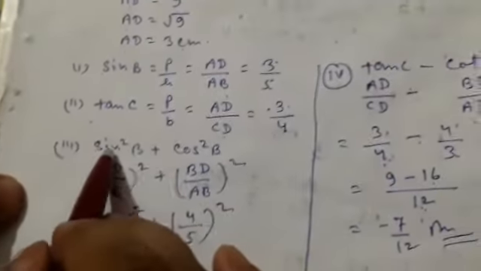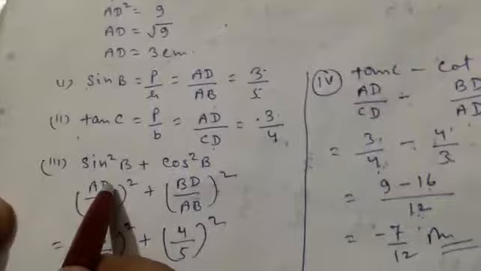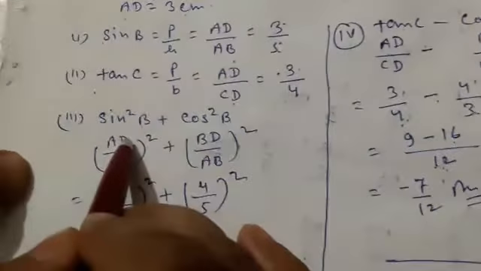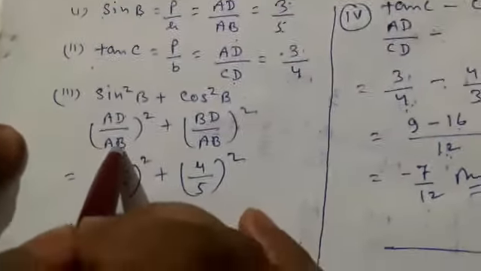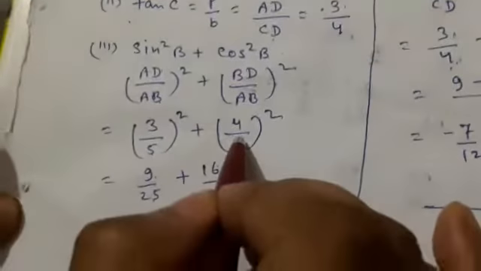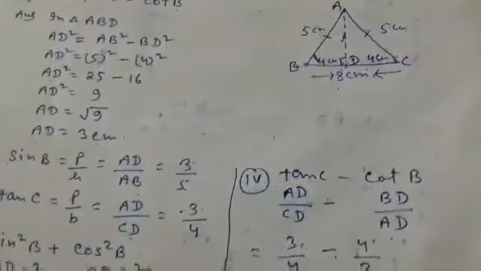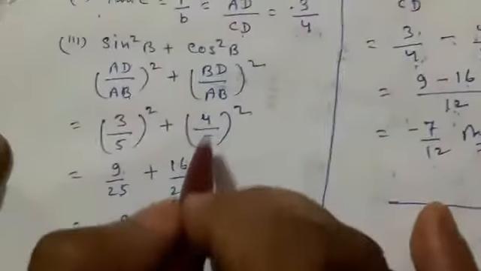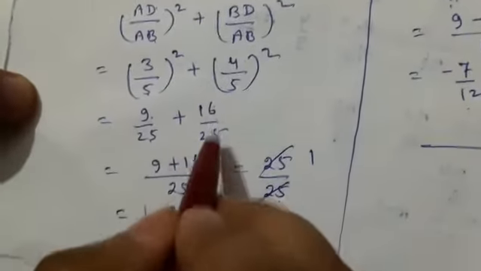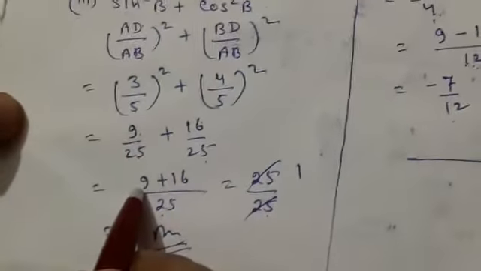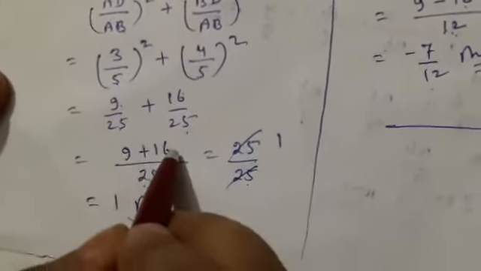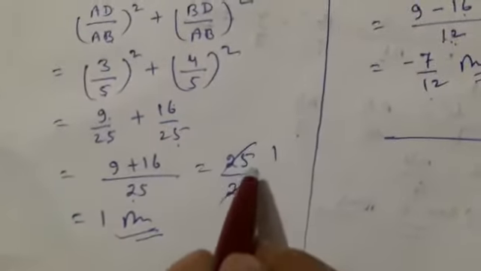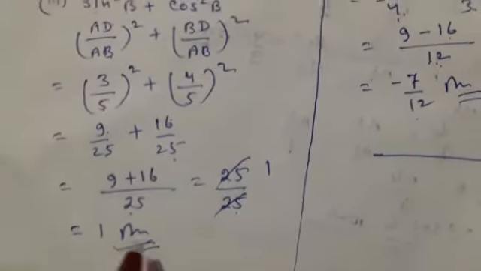Now third part, sin square B plus cos square B. So sin square B, what is the value of sin B? Sin B is given AD by AB whole square plus BD by AB whole square. So the value of sin B we already got it, 3 by 5 whole square plus cos B. Cos B means B by H, means BD by AB. BD by AB means 4 by 5 whole square. So 9 by 25 plus 16 by 25, we take the LCM of 25 and 25, it will be 25. So 9 plus 16 is equal to 25 by 25. By cancelling we'll get 1. So 1 will be our answer of the third part.